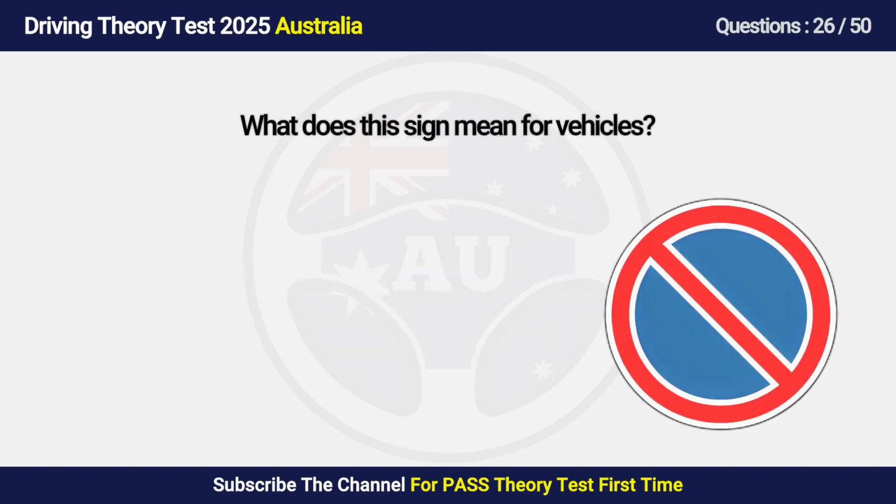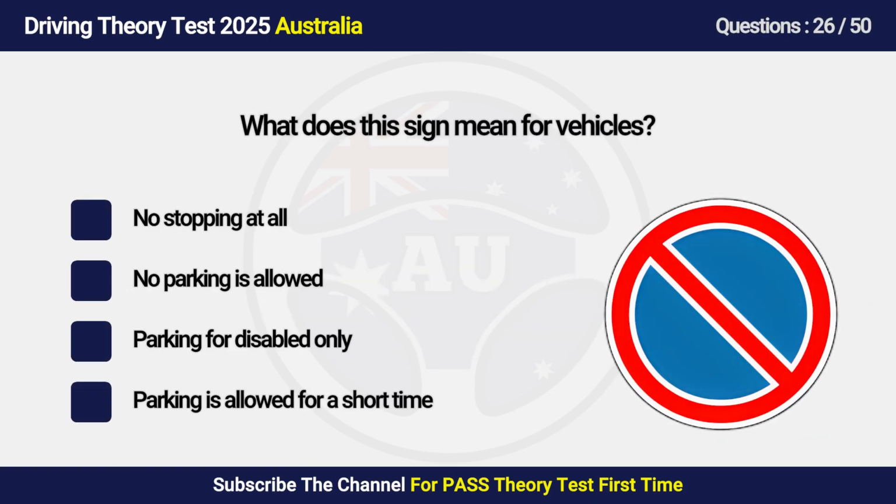Question 26. What does this sign mean for vehicles? A. No stopping at all. B. No parking is allowed. C. Parking for disabled only. D. Parking is allowed for a short time.